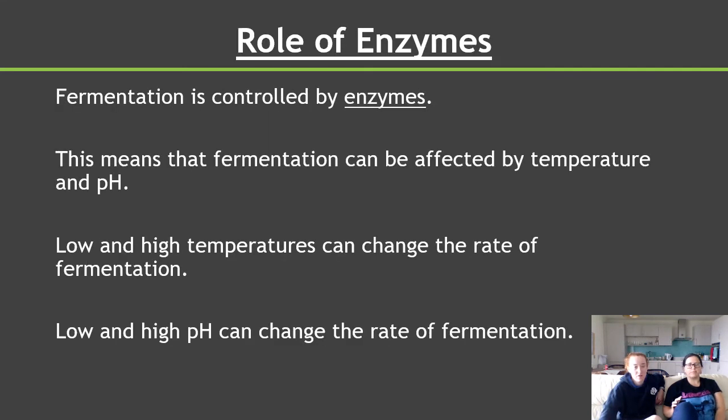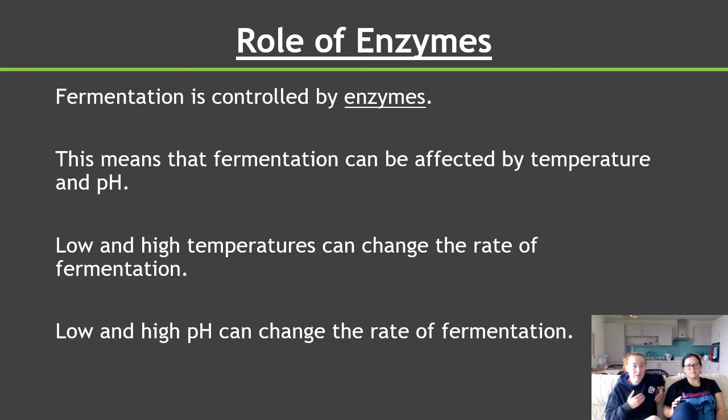Okay, so again, the role of enzymes here, similarly to in the aerobic respiration, fermentation is controlled by enzymes, which means it can be affected by temperature and pH. Again, if you forgot this, go back and look at the video on that and you will see how temperature and pH affects it. So really low temperatures means there's going to be a really low enzyme activity rate. Really high temperatures means the enzymes are going to become denatured. Similarly with pH, really low pH, really high pH can cause the enzymes to be denatured.